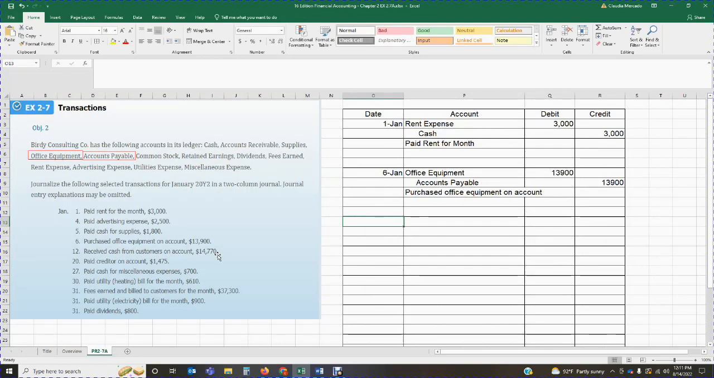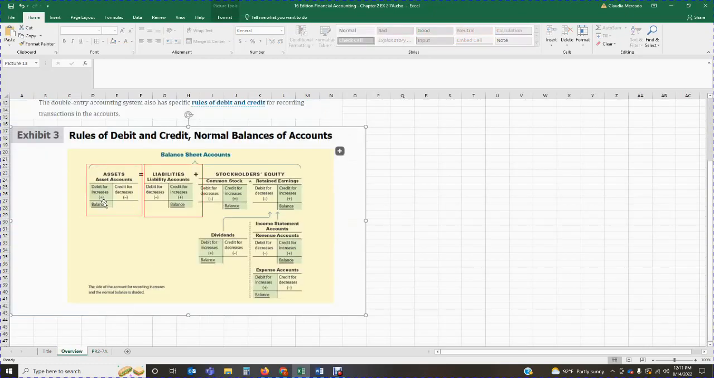$14,770. So first question is, we received cash. So if we receive cash, do we have more or less cash? Well, we have more cash because we received it. So that means cash would get debited.